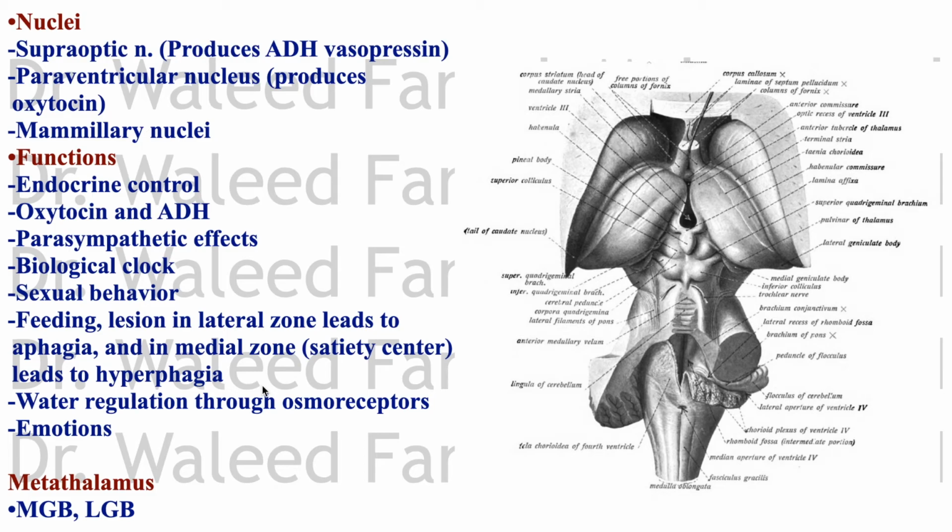The metathalamus contains the medial geniculate nucleus, or medial geniculate body, in the auditory pathway, and the lateral geniculate nucleus, or lateral geniculate body, which is part of the visual pathway. That was a hint about the diencephalon. I hope you got the maximum benefit from this lecture, and thank you very much for watching.